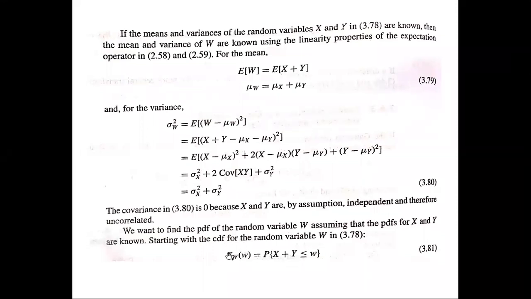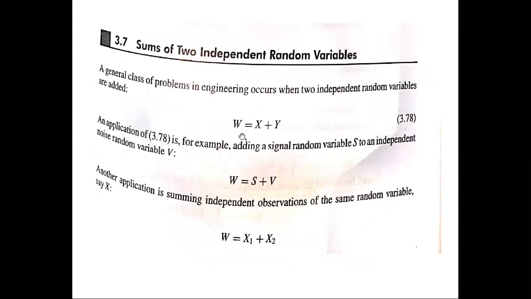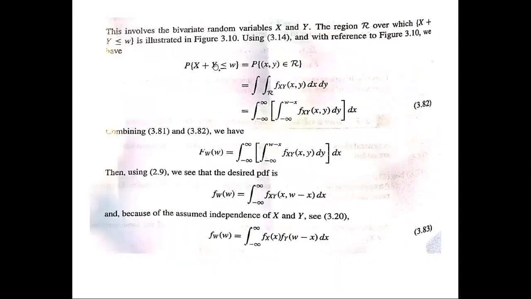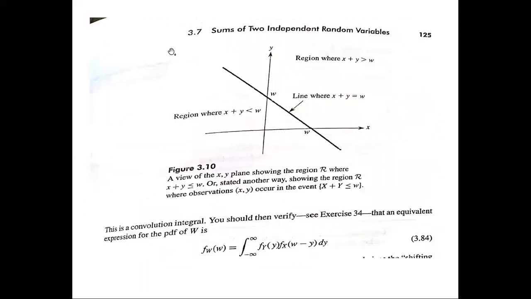So F_W(w) is the cumulative distribution function for the random variable w, and that is written as P of x plus y. That is because this can be written as P of capital W less than or equal to w, and capital W is itself nothing but x plus y, which we have considered over here. So in place of W, we have written x plus y. Now P of x plus y less than w is nothing but P over the region we need to consider, that is x plus y less than w.